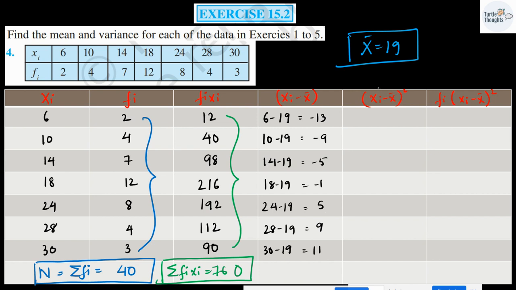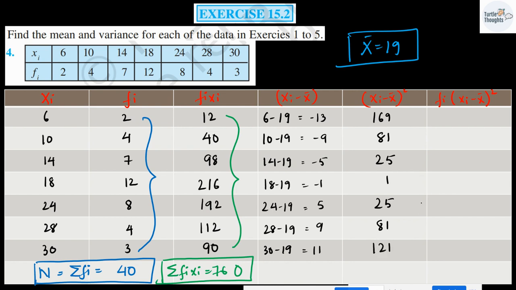Next I need to find out the value of xi minus x bar whole square. Minus 13 whole square is going to be 169 with a positive sign. Minus 9 whole square is going to be plus 81. Minus 5 square is going to be 25. 1 square is going to be 1. 5 square is going to be 25. 9 square is going to be 81. 11 square is going to be 121.